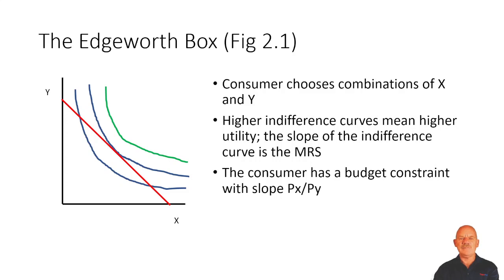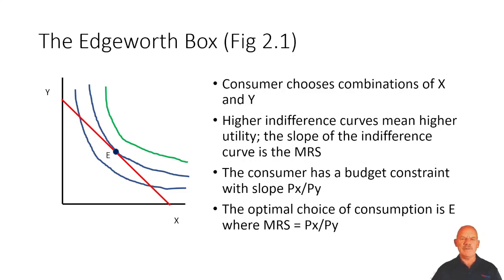So the consumer's budget constraint has a slope of the ratio of the prices of goods X and Y. And the equilibrium point will be at point E, where the slopes of the two are the same. So the slope of the indifference curve, which is the marginal rate of substitution, will be equal to the slope of the budget constraint, which is the ratio of price X to price Y. So the consumer is in equilibrium at point E, maximizes utility at point E, where the slopes of the two curves are the same.